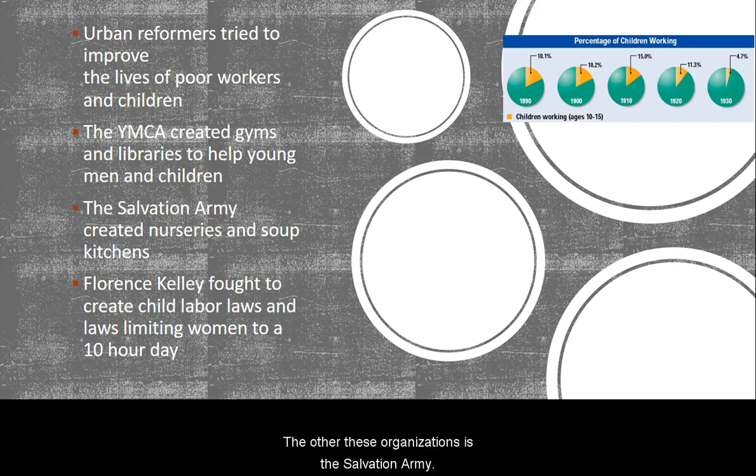The other of these organizations is the Salvation Army. This organization created nurseries and soup kitchens to help people with child care. For example, a nursery would be a place where you could take your child and have somebody there to take care of them while you go to work and you don't have to worry about your child. But also a soup kitchen, so that you could maybe have a meal for a day where you wouldn't otherwise be able to eat.